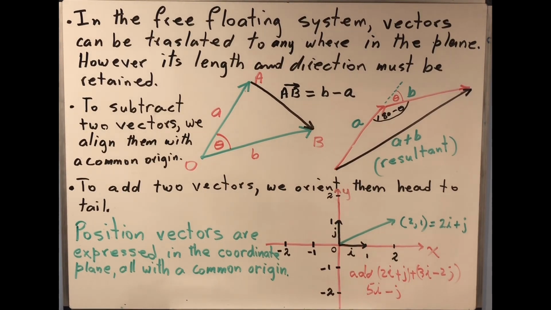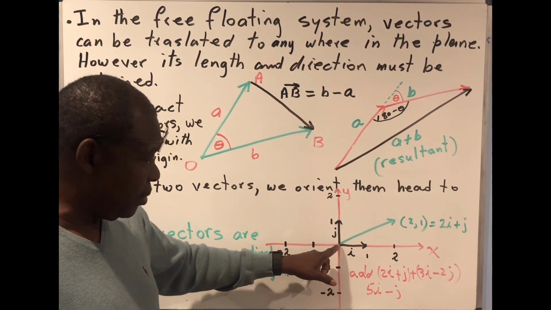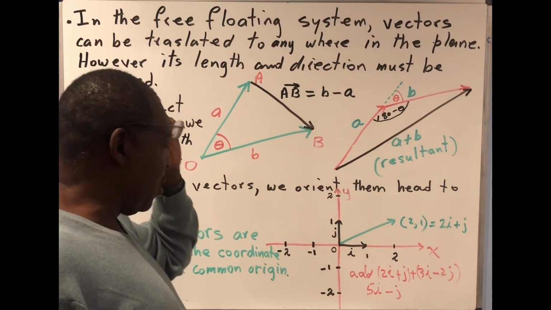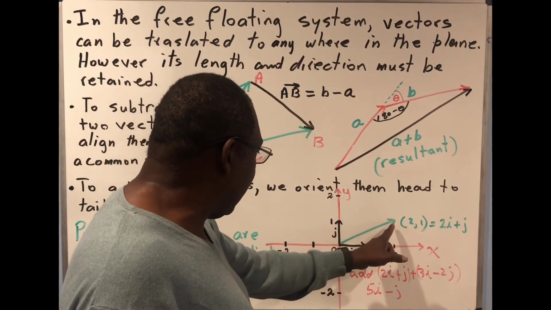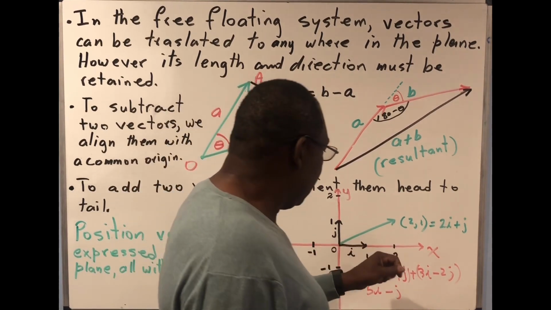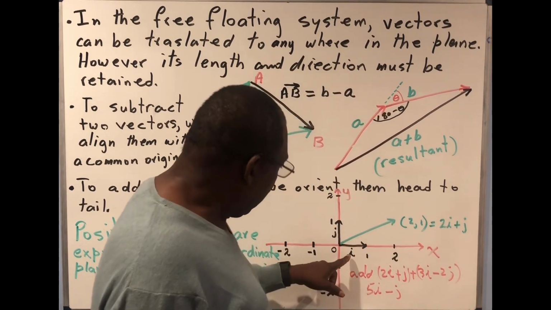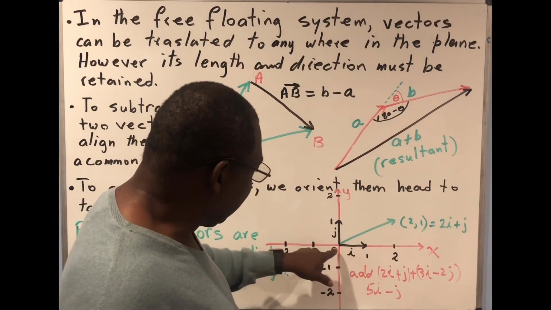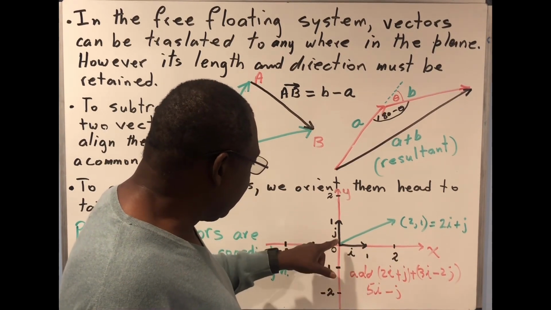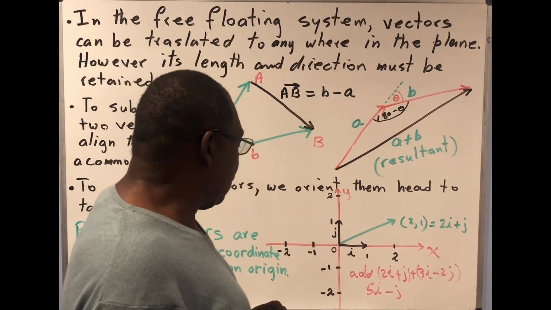Position vectors, on the other hand, are expressed in the coordinate plane, all with a common origin at the origin. So let's look at an example. The vector that ends at the point (2, 1) would be expressed as 2i plus j. Well, i is the unit vector that is in the direction of x, and j is the unit vector in the direction of y.